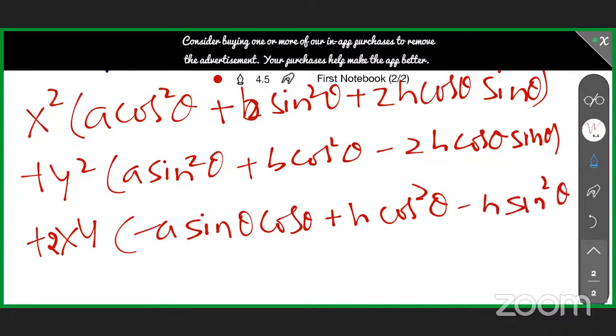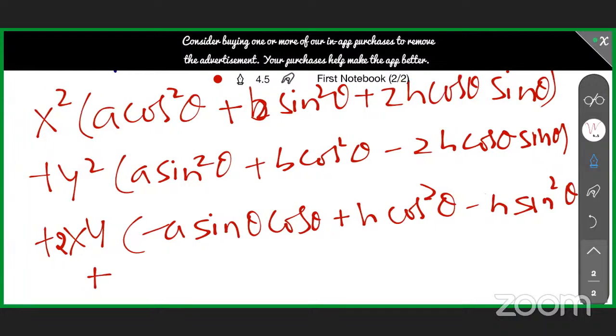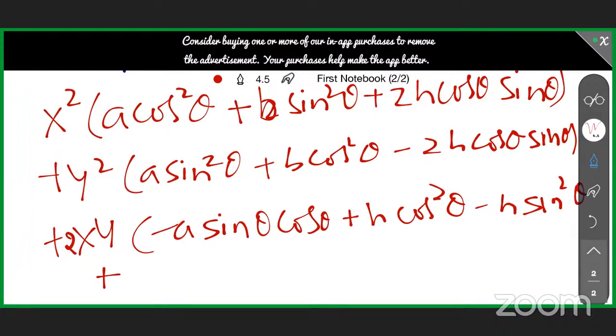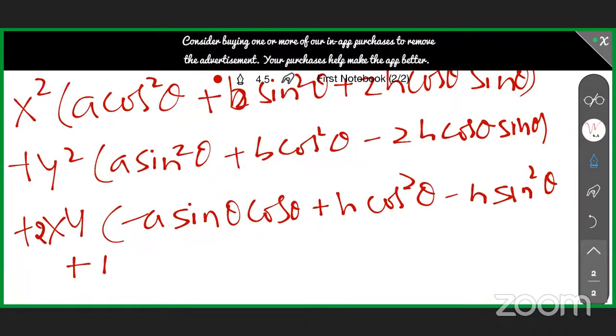One more sin theta cos theta term is there, sir. You didn't write that, that's what I'm asking. One thing you are left out. Yes, plus b sin theta cos theta. Anyone, please, when 2-3 speak, there will be a lot of disturbance.